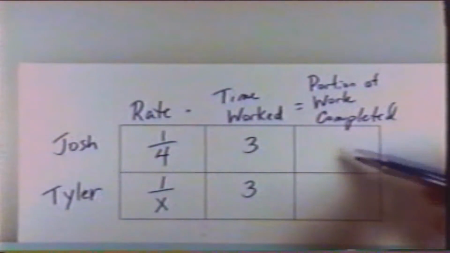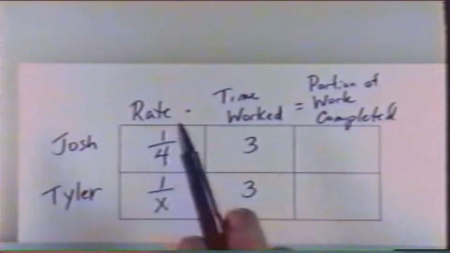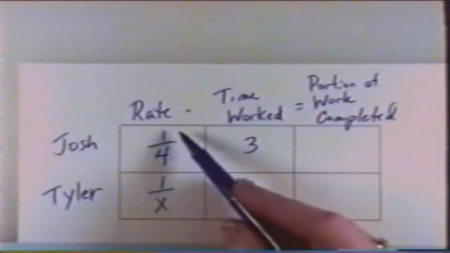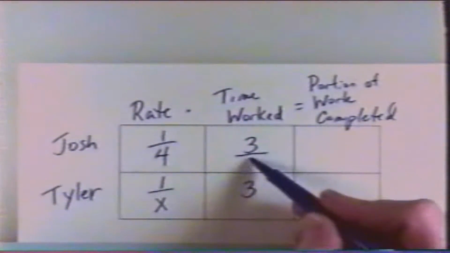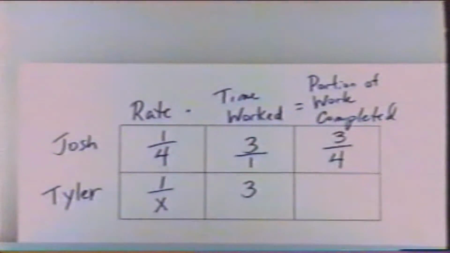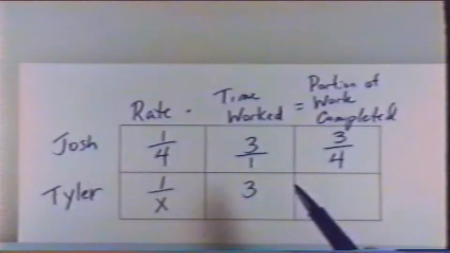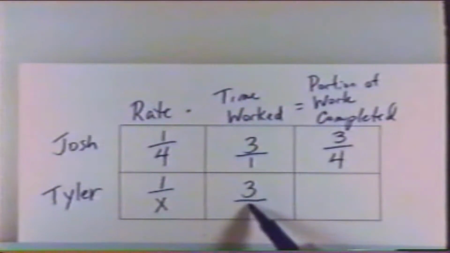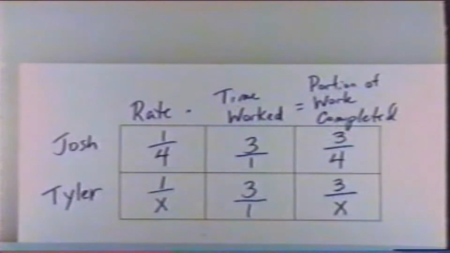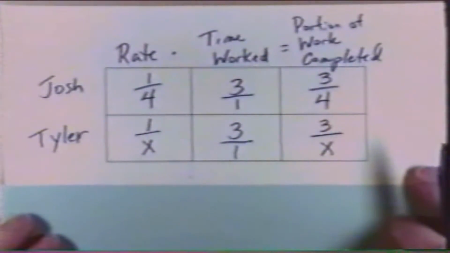And then to fill in the remaining column, we're going to follow our formula again. Rate times the time worked equals the portion of work completed. So we're going to take 1/4 times 3/1 is 3/4. Remember, you don't need a common denominator when you multiply. And then 1/x times 3/1 would be 3/x. And that will give us our equation.